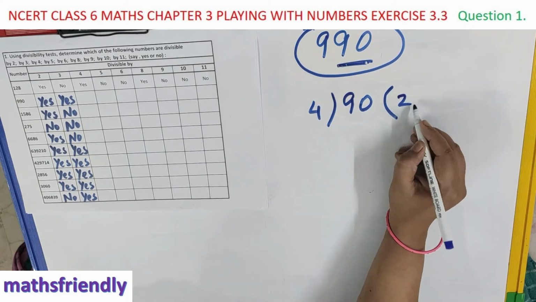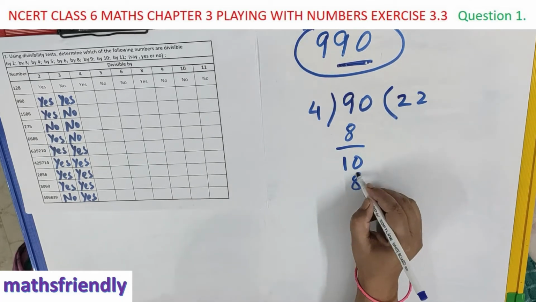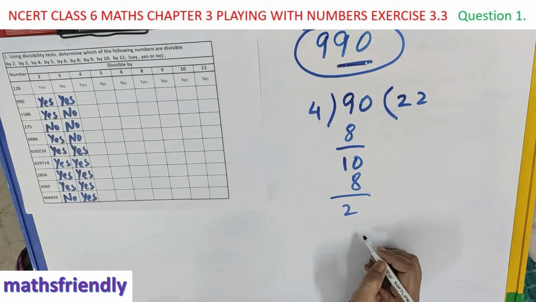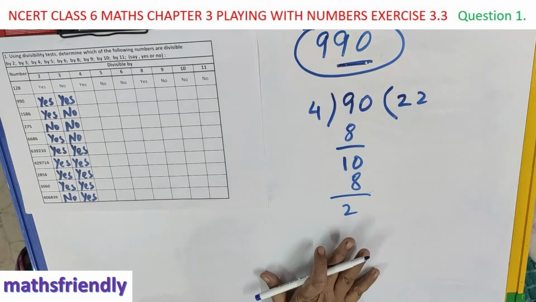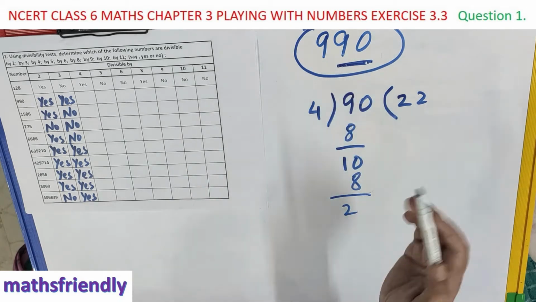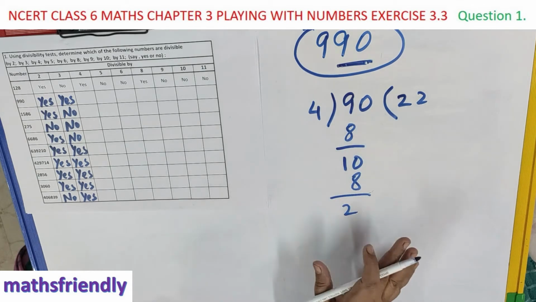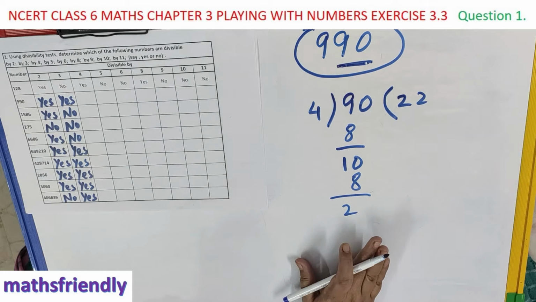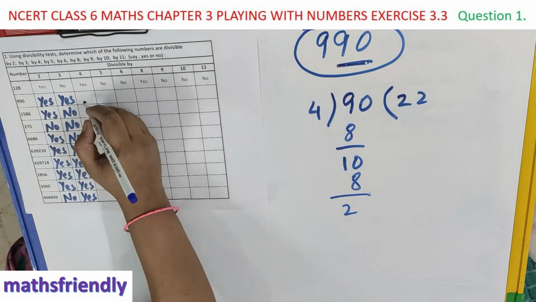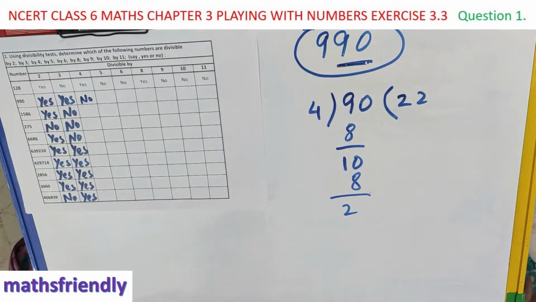So let us check. 4 2s are 8, 1 remainder, 0 comes down. 4 2s are 8, 2 is the remainder. Okay, it means 90 is not divisible by 4 because we are not getting the remainder 0, right? So it means that 990 is not divisible by 4 because the number formed by the last 2 digits is not divisible by 4. This is the divisibility rule for testing whether a number is divisible by 4 or not. So what can we write? We can write no. This number is not divisible by 4.